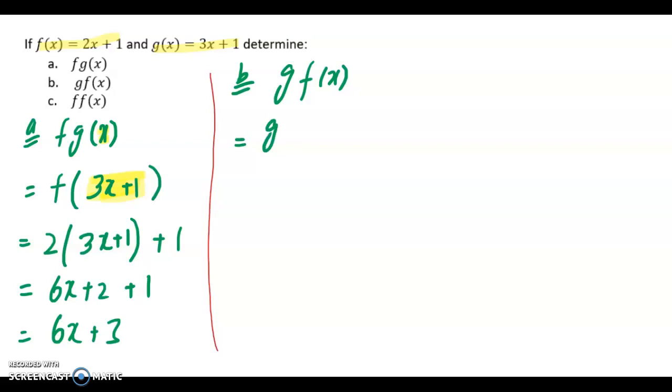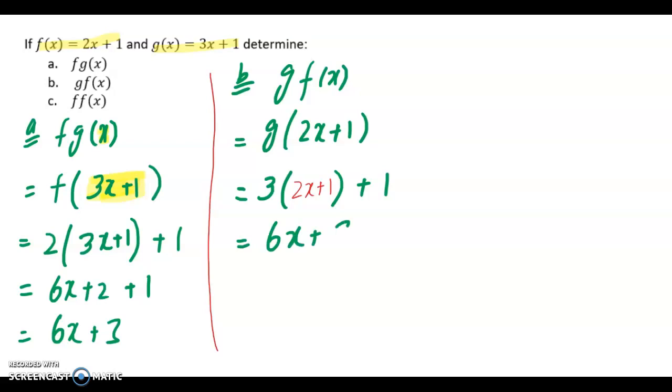So g of, this time f of x should go first, and then we need to use g of x, which is the syntax for this one, 3 times x plus 1. This time your x is what? 2x plus 1. So you replace the value of x and then simplify this. This will become 6x plus 4.